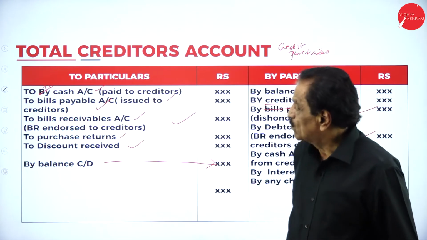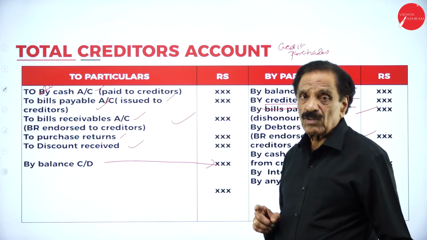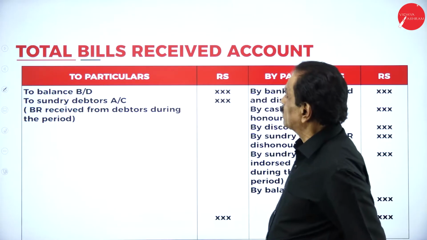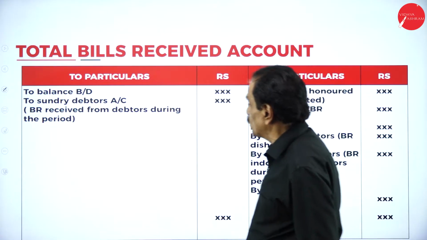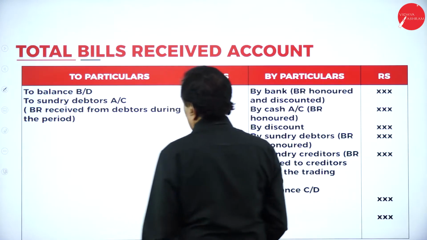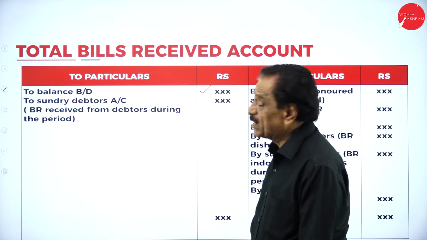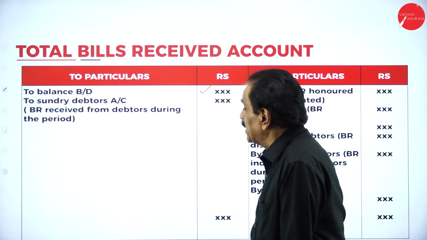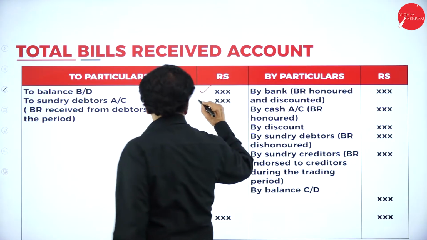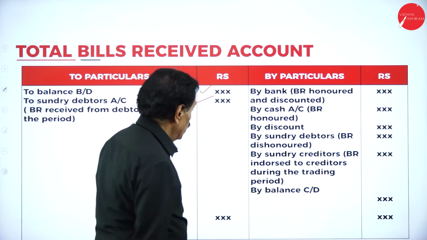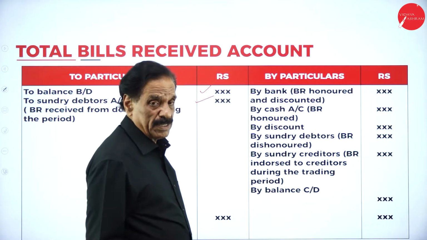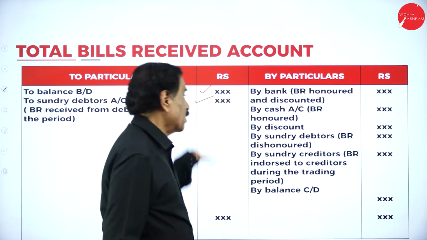So you have done the debtor account, you have done the creditor account. Next, the bills receivable account. You must be very careful. To balance brought down, opening BR. You started with the opening BR. To sundry debtor, BR received during the year from the debtor. So, opening BR and BR received during the year. So the BR account will be raised.